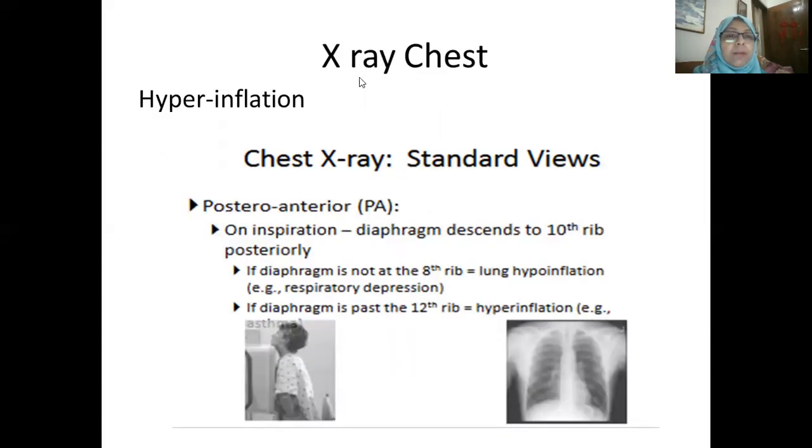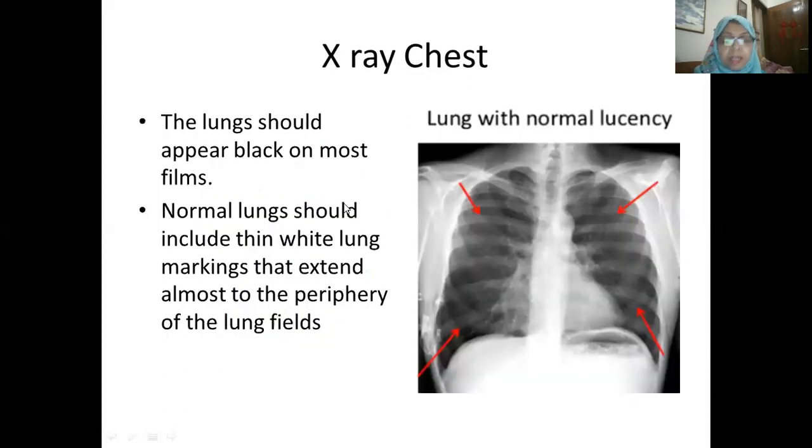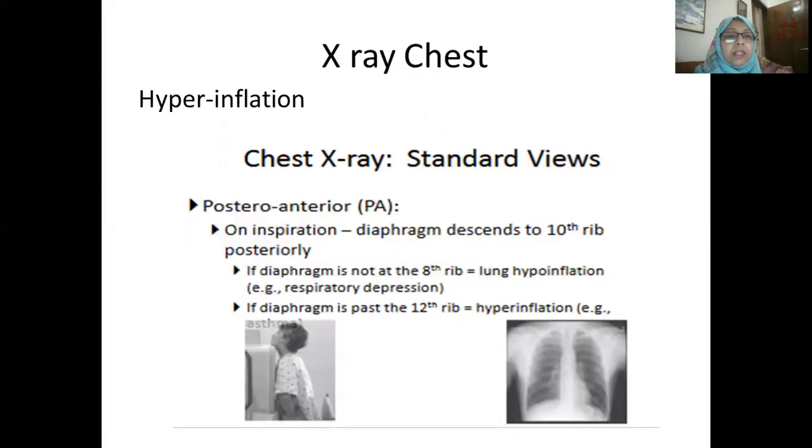A few points on hyperinflation. I'm talking about children; usually films are taken in AP view, but here in the adult, the picture shows how to take a PA view. On inspiration, the diaphragm descends up to the 10th rib. If the diaphragm is not at the 8th rib, there is hypoinflation of the lung. And if the diaphragm is past the 12th rib, that is hyperinflation. It is in adults.